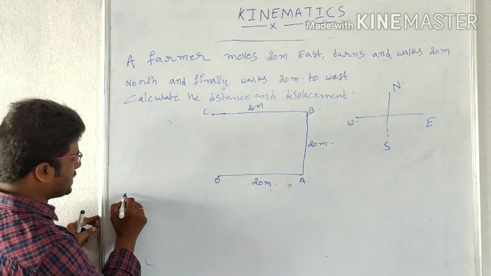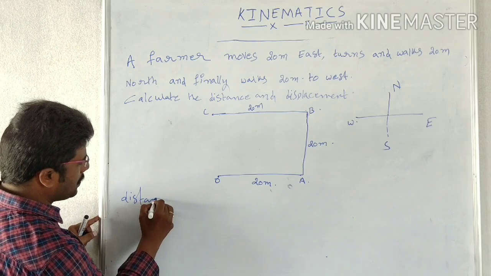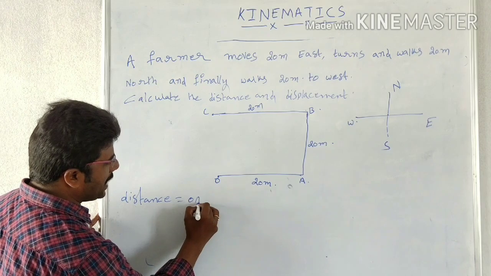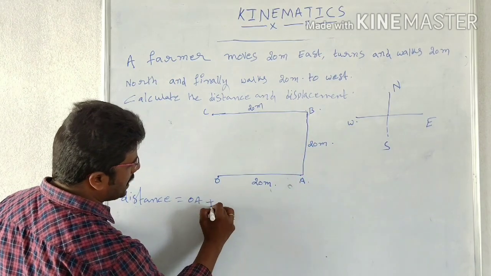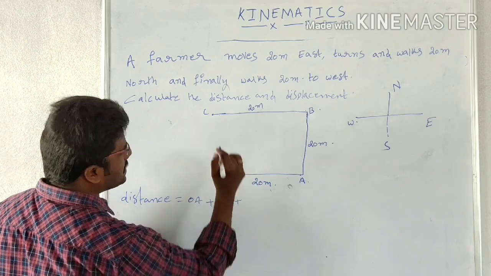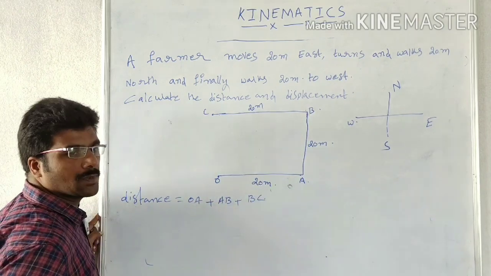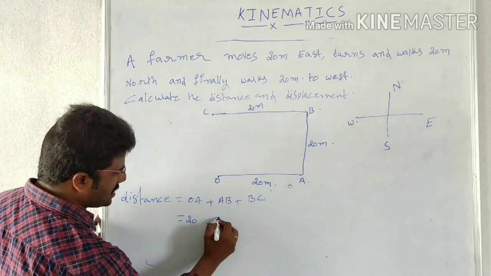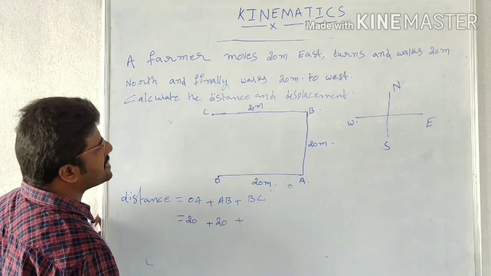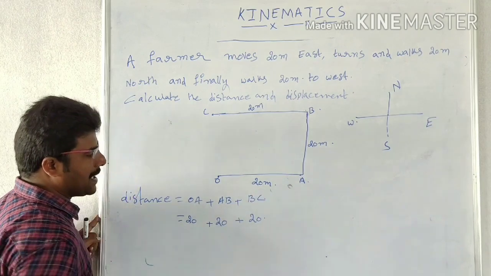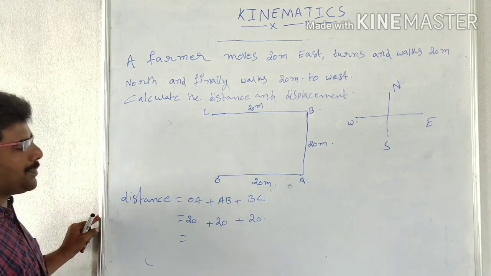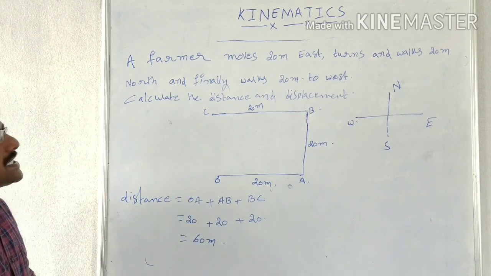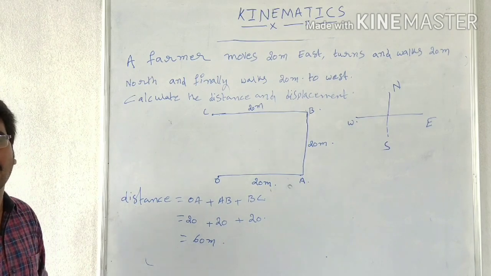Distance, no doubt, that is distance equal to total path length. So here that is OA plus AB plus BC. Okay, now OA that is 20 plus AB, this is also 20, BC, this is also 20. Right, so 20 plus 20, 40, 40 plus 20, that is 60. So totally 60 meters. Distance travelled by the farmer is 60 meters.